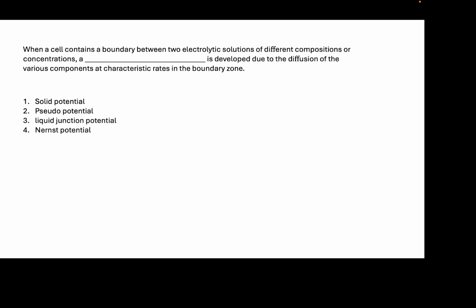I'll read that again for you. The question asks, when a cell contains a boundary between two electrolytic solutions of different compositions or concentrations, a blank is developed due to the diffusion of the various components at characteristic rates in the boundary zone. Is it a solid potential, a pseudo potential, a liquid junction potential, or a Nernst potential? Your time starts now.